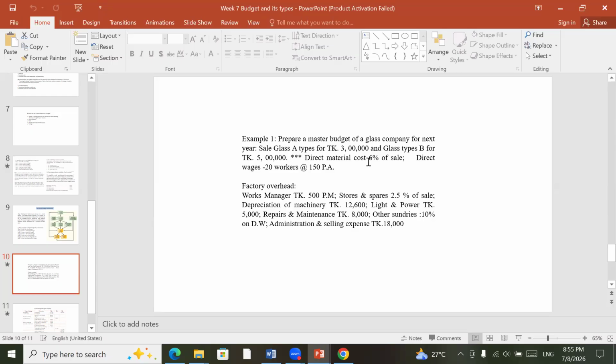Then direct material cost is 60% of sale, direct wages for 20 workers at the rate of 150 per annum. Okay. Factory overhead: the works manager gets 500 per month salary. Stores and spares 2.5% of sale. Depreciation of machinery taka 12,600. Light and power taka 5,000. Repairs and maintenance taka 8,000. Other sundries 10% of direct wages. Administrative and selling expense 18,000.